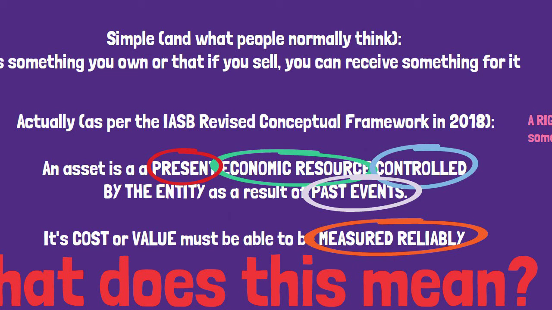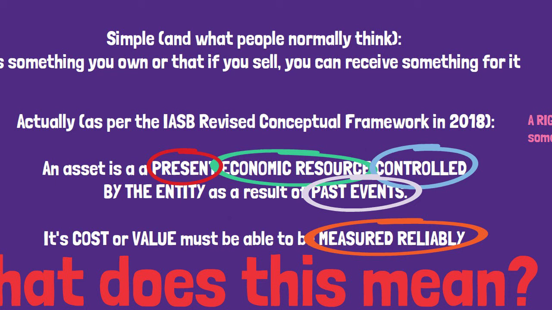So finally, we know what assets are. So the definition: an asset is a present economic resource controlled by the entity as a result of past events that can be measured reliably. So what does it really mean? It's something that you control now as a result of past events that will make you some money directly or indirectly now or in the future. And you gotta be able to measure it.